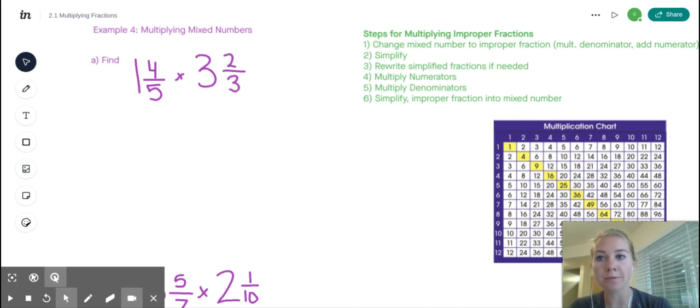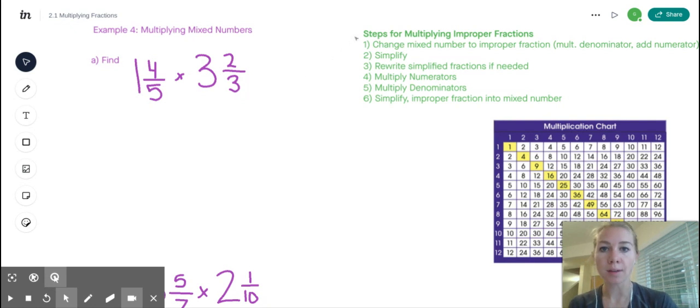All right, example 4, multiplying mixed numbers. And this is part of chapter 2, section 1, multiplying fractions. Okay, so find 1 4/5 times 3 2/3. Okay, so 2 mixed numbers. All right, so be prepared. There's going to be a lot of steps for this one, but you can do it.